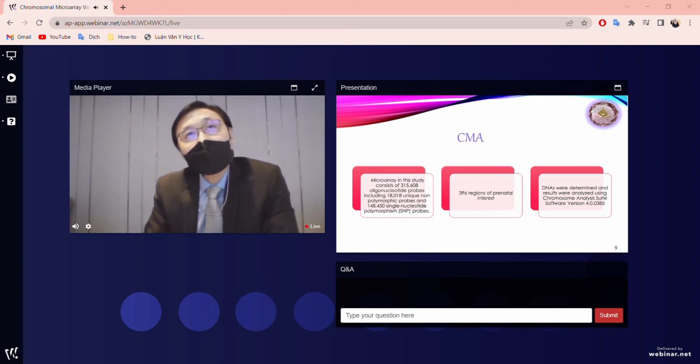Okay, let's describe a little bit about our CMA platform in our study. The microarray in this study consists of more than 315,000 oligonucleotide probes, including more than 18,000 unique non-polymorphic probes and more than 148,000 SNP probes. This platform provides about 396 regions of prenatal interest. All the DNAs are determined and results were analyzed using the Chromosome Analysis Suite software.